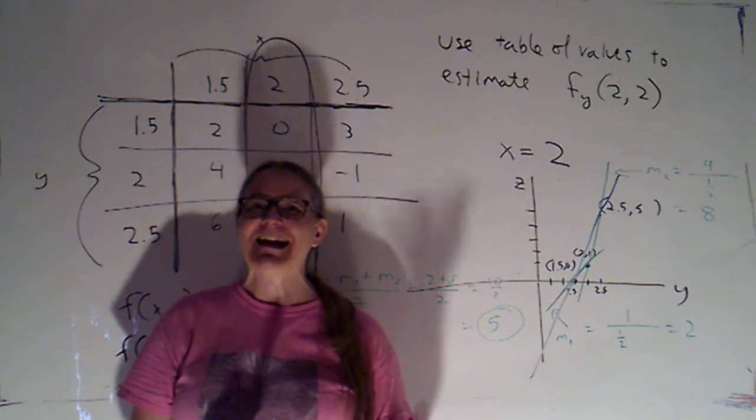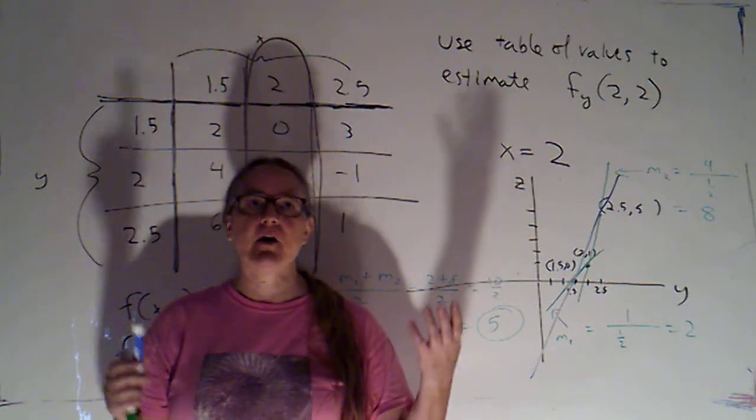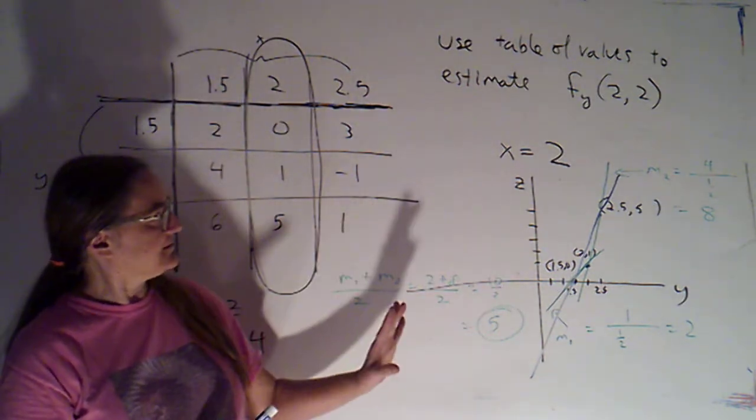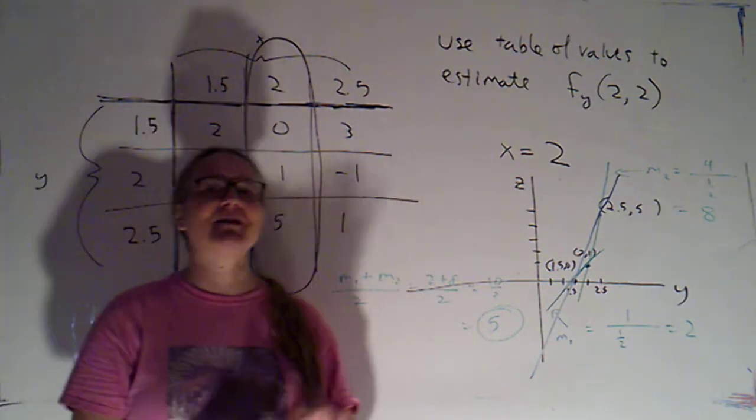What's important here is the conceptual understanding of what a partial derivative means, and recognizing that, oh, slope of a tangent, I can approximate with the slope of a secant.